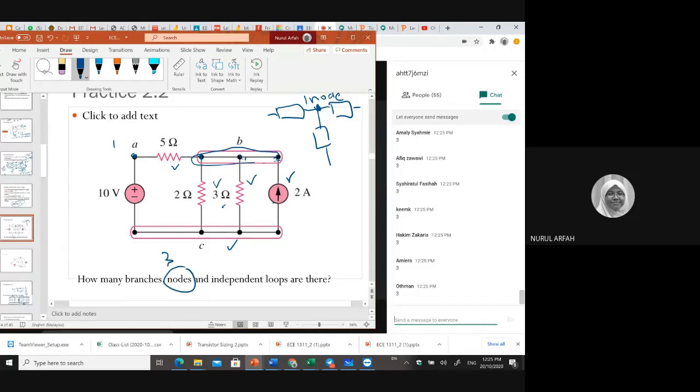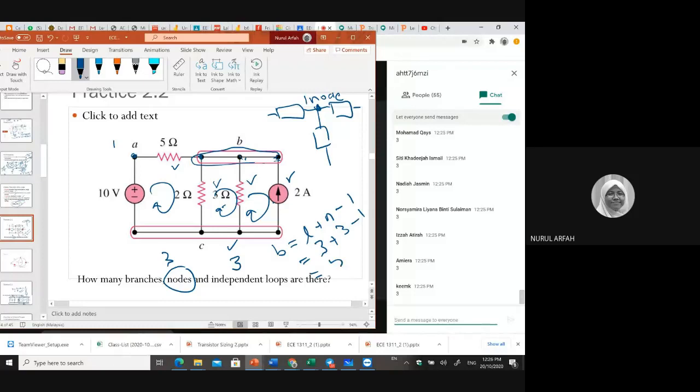What about independent loops? Remember, independent loops are the loops that do not depend on others. So we have only 3. Good. Majority says 3. So if you have that, branches equal loops plus nodes minus 1. Loops we have 3, plus nodes 3, minus 1. So you have 6 minus 1, 5.